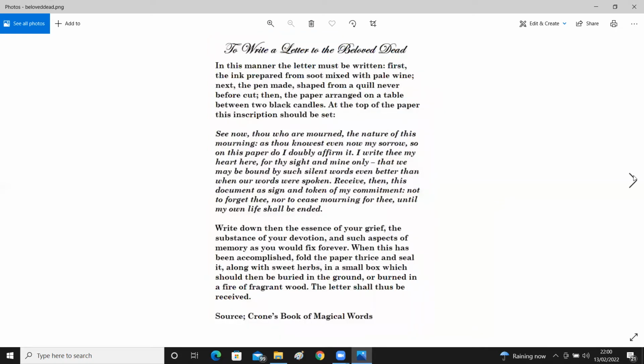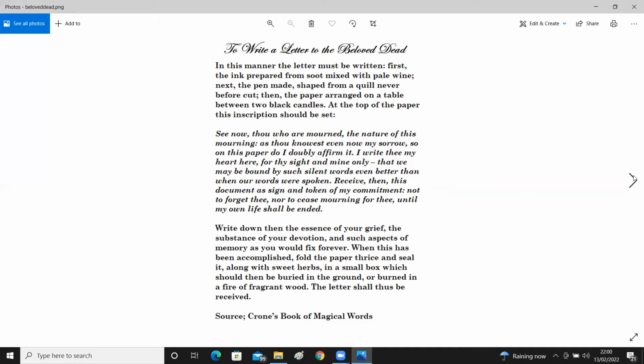Okay, here we go. This is from the book Crone's Book of Magic Words. This is her take on how you can write a letter to the beloved dead. In this manner, the letter must be written first in ink prepared from soot mixed with pale wine, next with a pen shaped from a quill that has never been cut before. Then the paper is arranged between two black candles, and on top of the paper this inscription is set, and that's what you have to put first. Then write down the essence of your grief and your substance of devotion, such as aspects of memory that would fix forever.